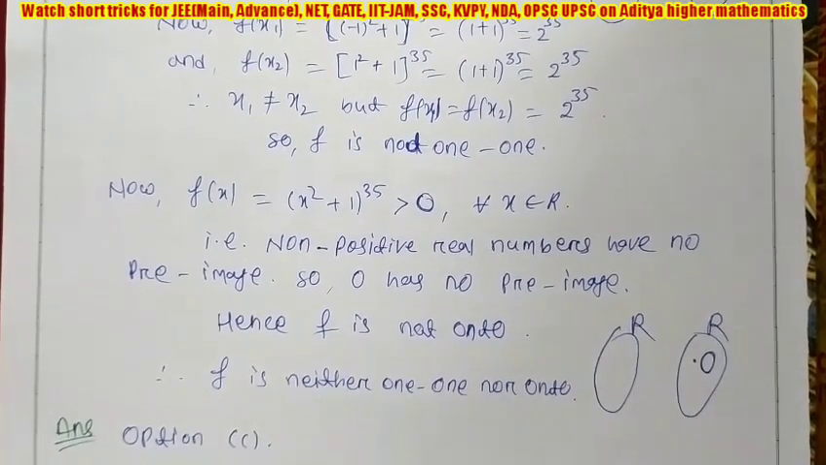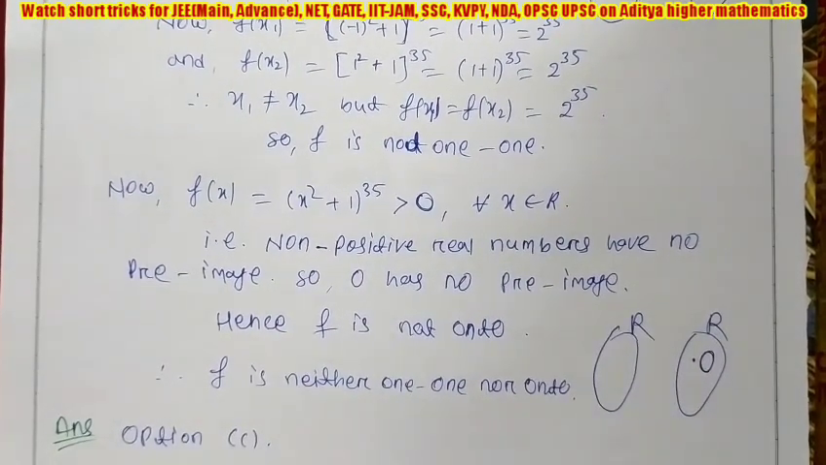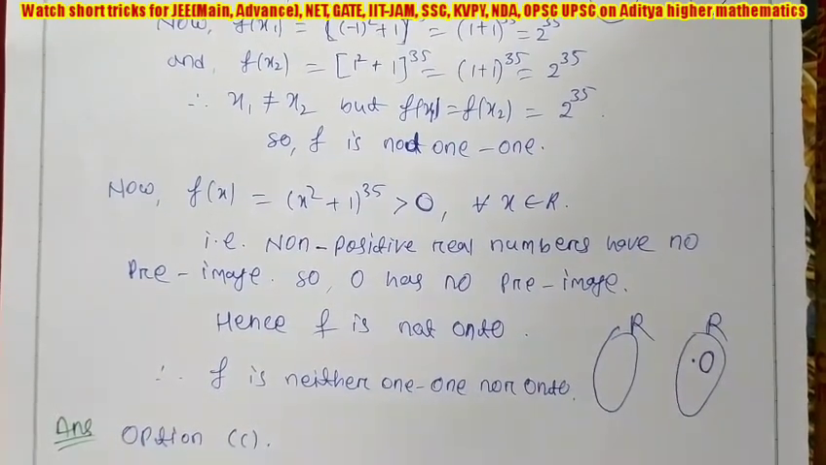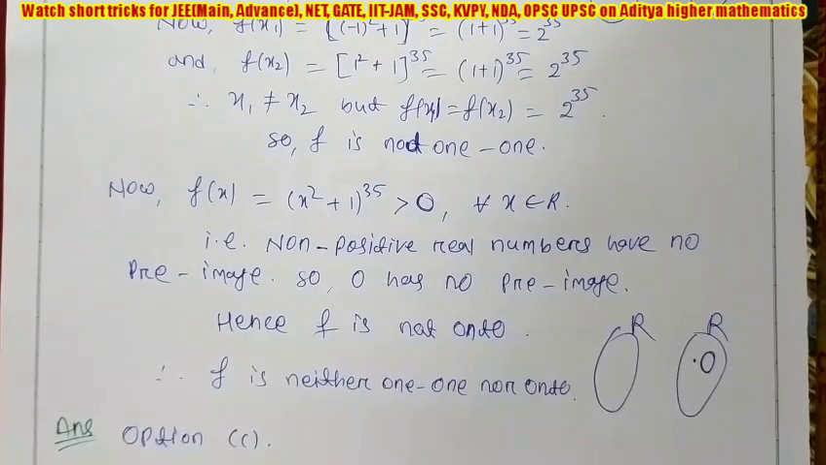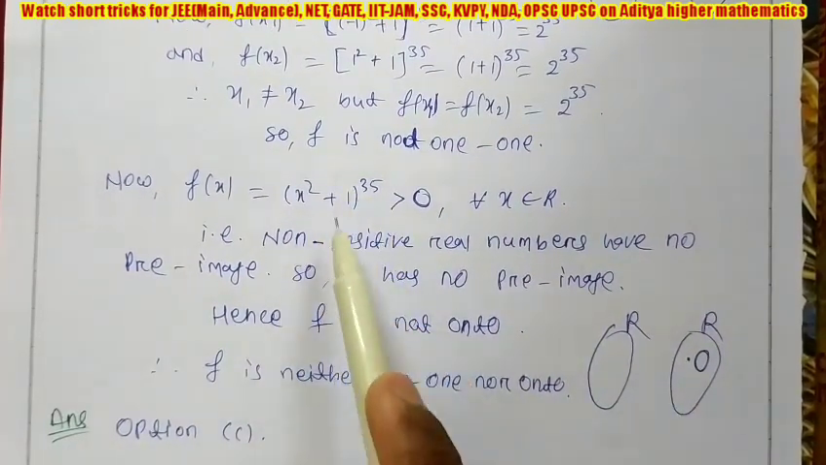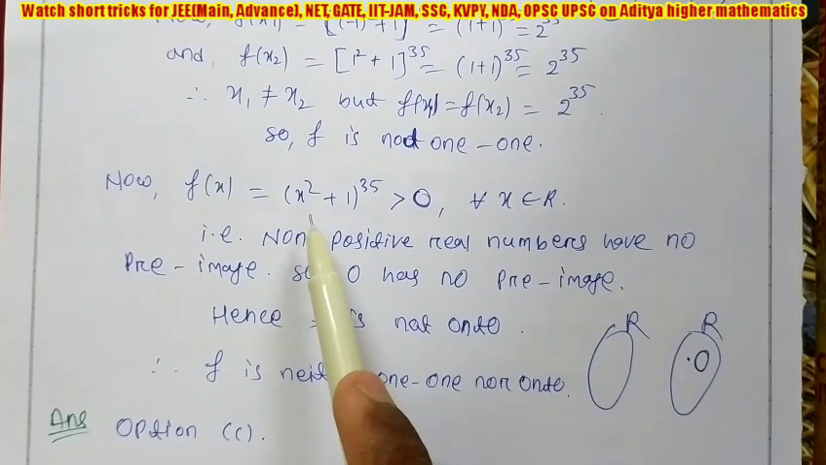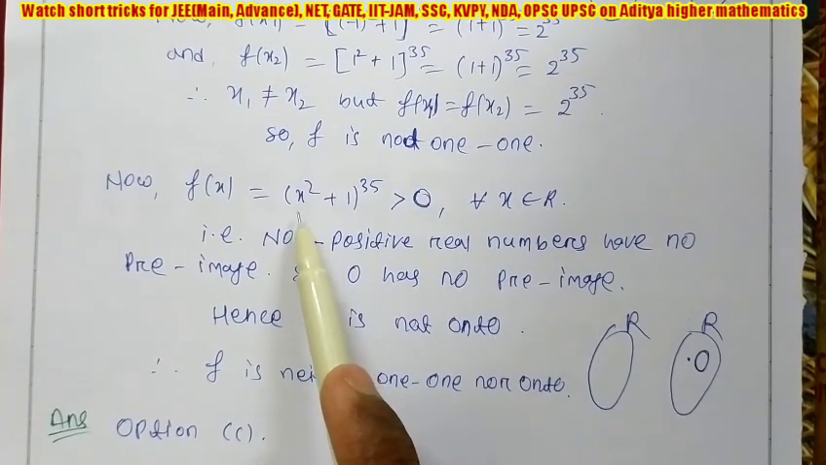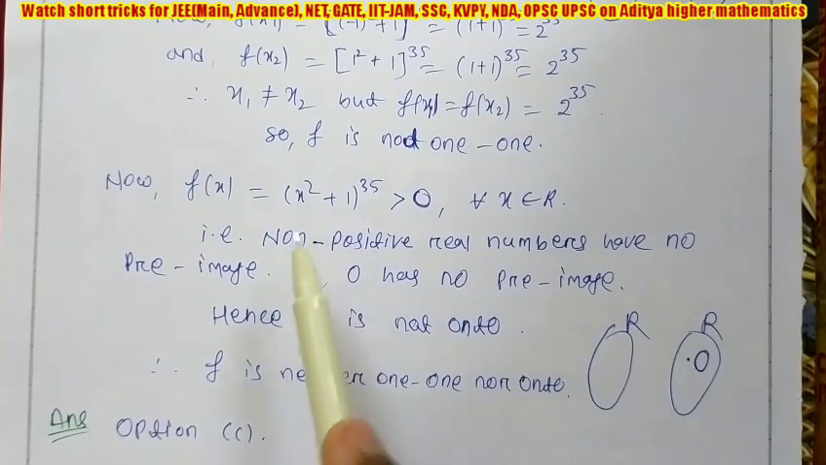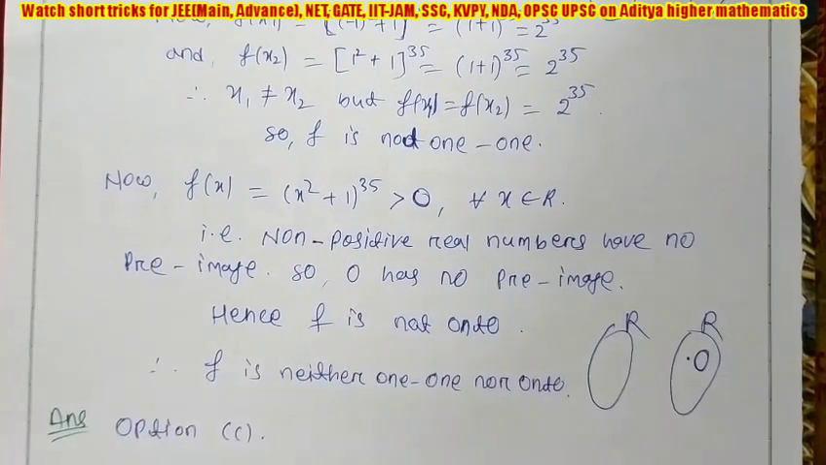Only the positive numbers have pre-image, but not all; only some positive numbers have pre-image. But the conclusion is there exist some non-positive real numbers which have no pre-image. For example, I can take 0 because its value is never 0. Whatever you put negative, you will get non-zero. For positive, you will get non-zero. For 0 also it is 1. So for 0, you are getting no pre-image.